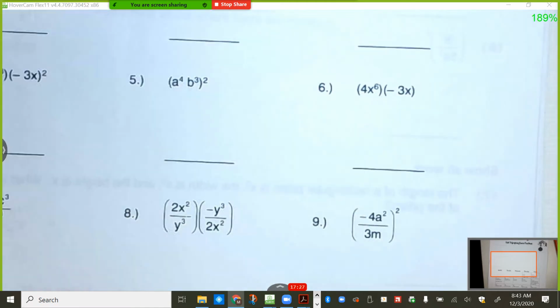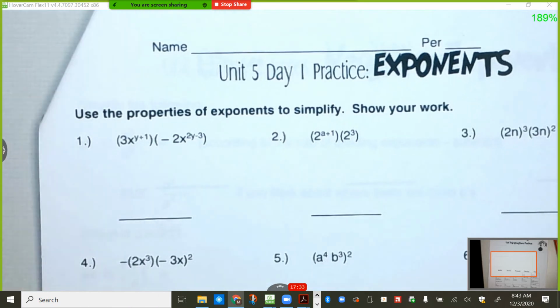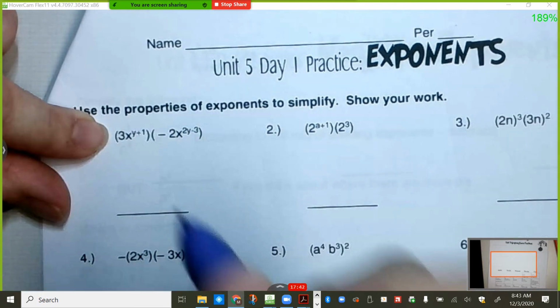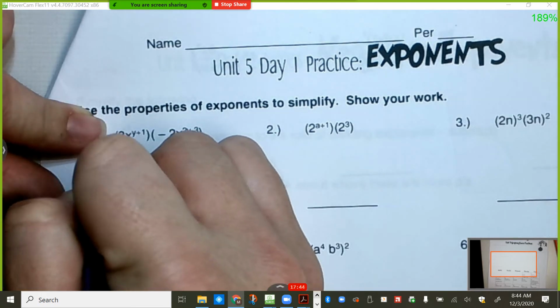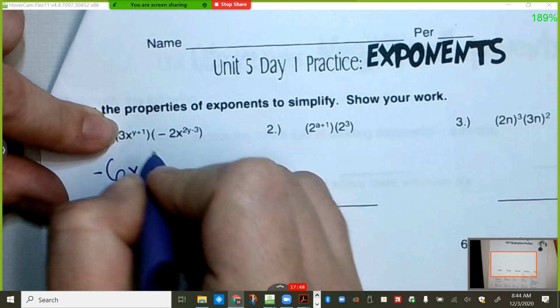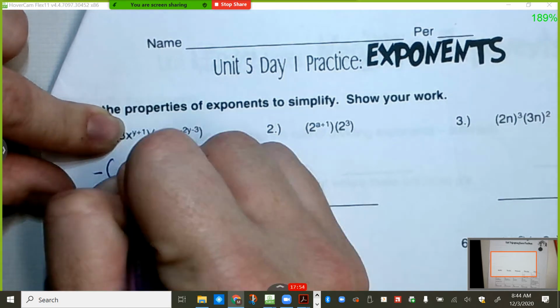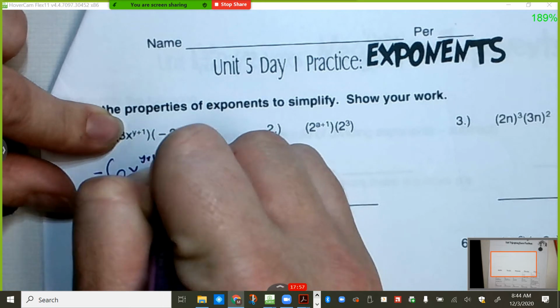Look at number 1. What's different about this one? It has addition and subtraction inside of the exponent. Do you think we treat it any different? No. So what's 3 times negative 2? Negative 6. Then we have the x as our base. And what do we do when we multiply? What do we do to our exponents? We add them. So I'm going to take y plus 1 plus 2y minus 3.